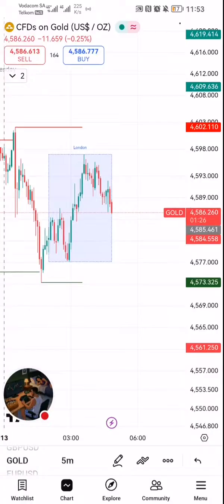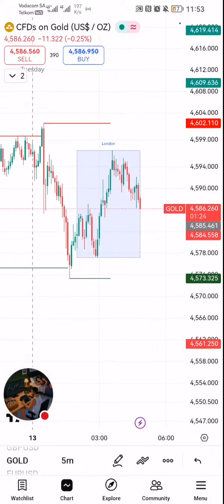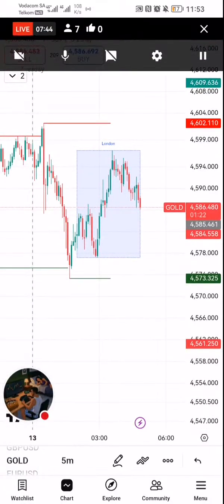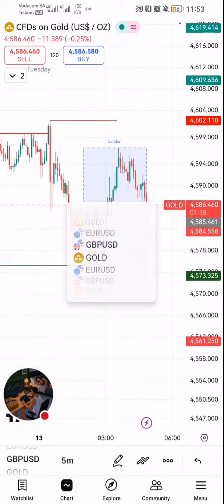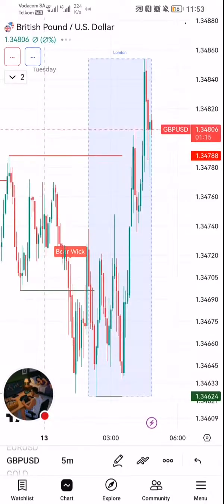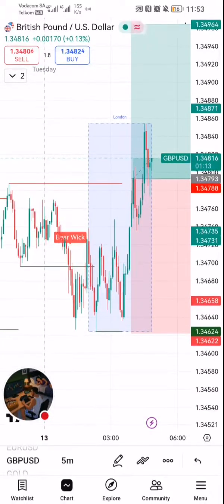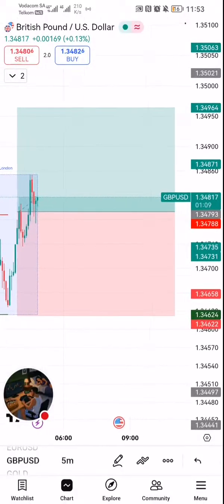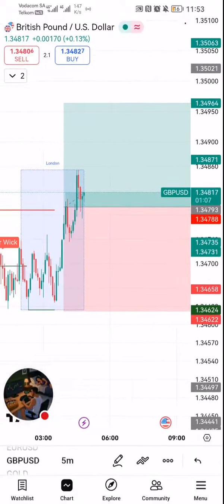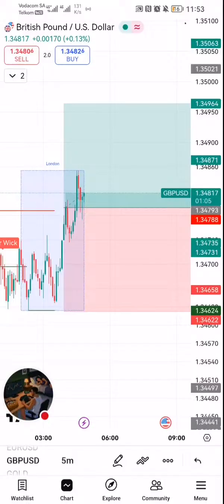There's no setup, so that's why I also took the opportunity to trade GBPUSD and EURUSD, just to kill time. But the model is simple, guys. It's the same model, a simple breakout strategy. And if you stick with me, guys, and you hit the sub, we're gonna trade these pairs together.